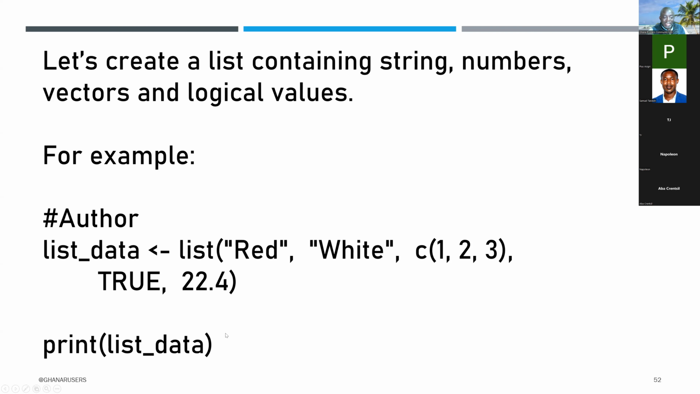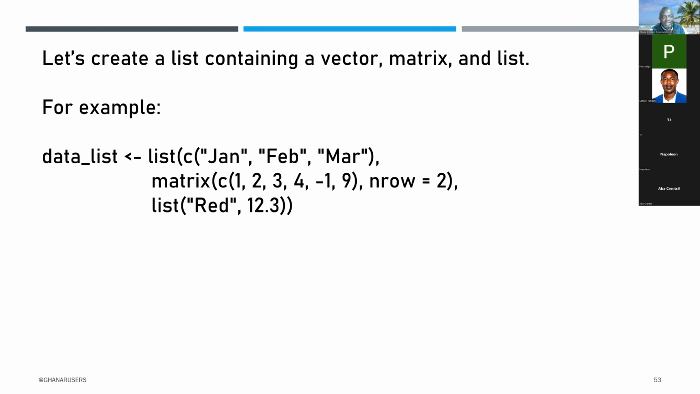If you print this data, you see that R is going to separate each of them into various dimensions for you because they are of different kinds. Yes, then we can create another one. The list of months here, the matrix, and then another list here. So in a list, you can create a character vector, you can create a matrix, you can create a list itself in a list.